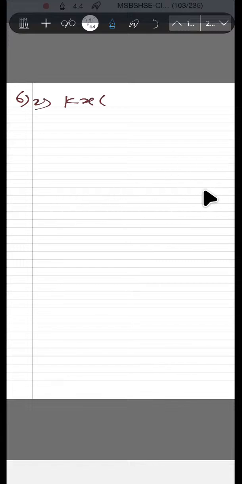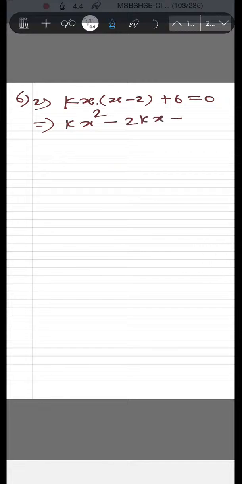kx(x - 2) + 6 is equal to 0. The roots of the following quadratic equation are real and equal. Now, real and equal means what? The value of the discriminant is equal to 0, correct? So let's simplify it first. k into x, which is what? kx squared. kx into minus 2, so minus 2kx plus 6 is equal to 0.